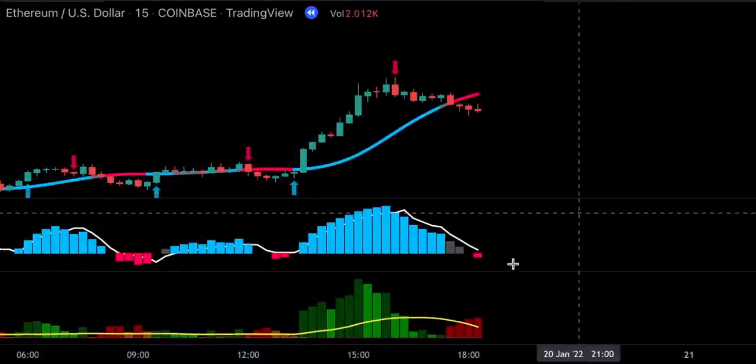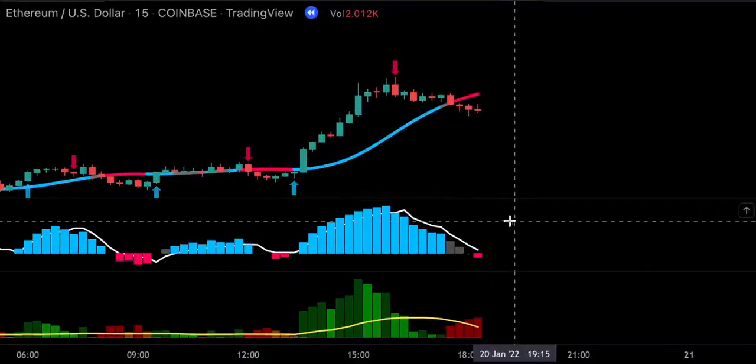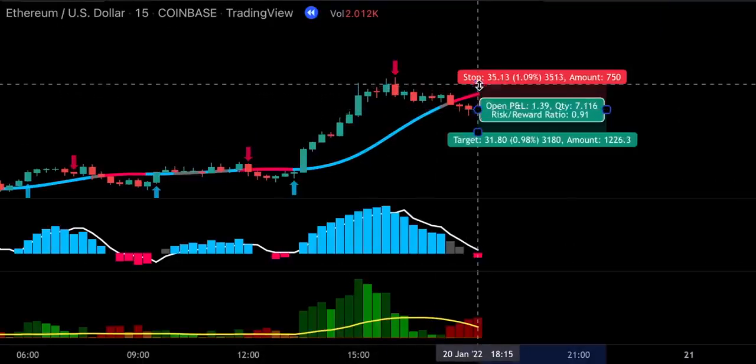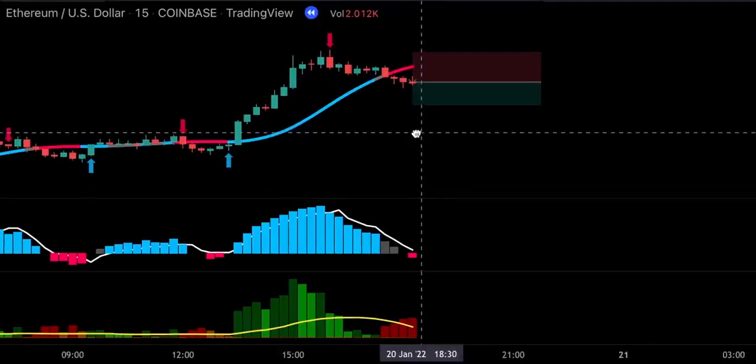We see all our indicators confirming a bearish signal. So let's take a short position, set our stop loss at the recent swing high, and see how well this trade performs.